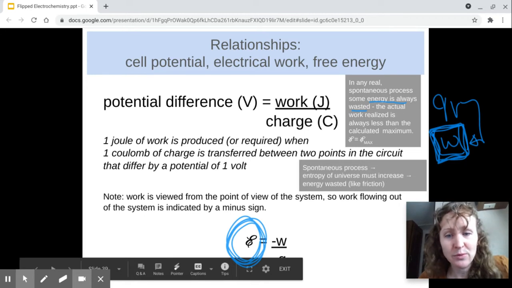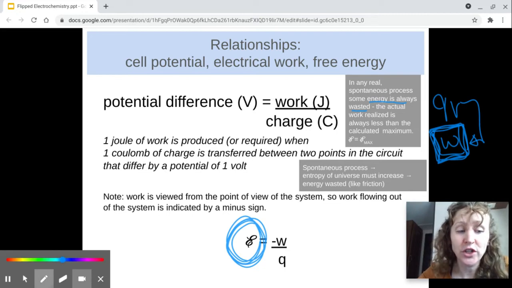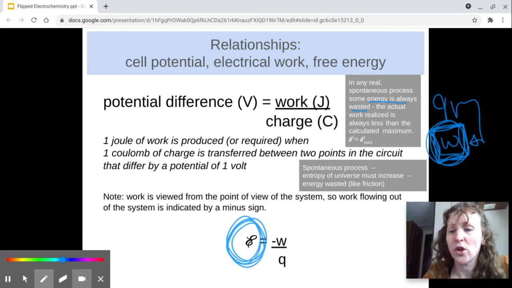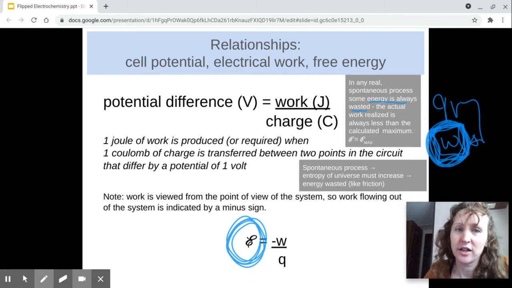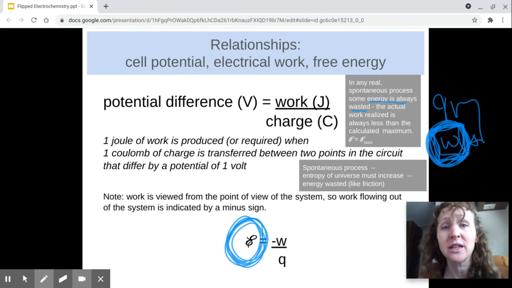If it's a spontaneous process, the entropy of the universe must increase, right? And so some energy must be wasted. And in an electrical circuit, that energy is going to be wasted in terms of friction of the electrons moving through the wire. Electrons moving through the wire are going to tend to make the wire hot. If you've ever worked with a computer on your lap, you have experienced this, right? That's energy wasted. And so as a result, we're not going to be able to do all the work, but we can still calculate the max amount of work theoretically possible to be done.